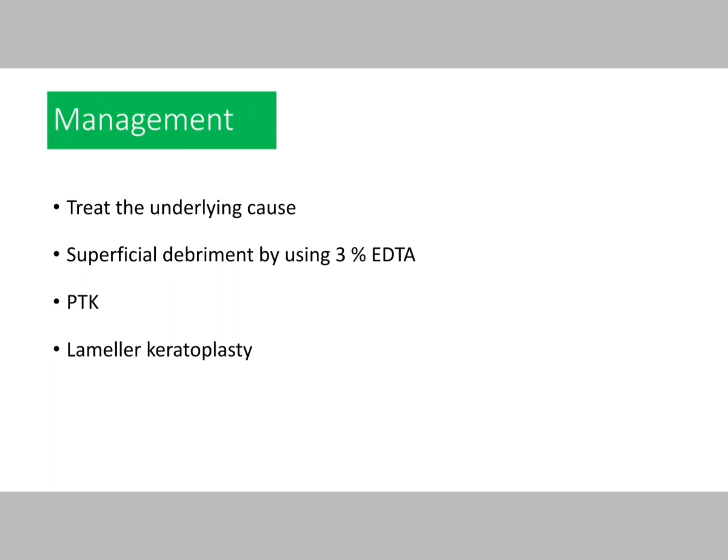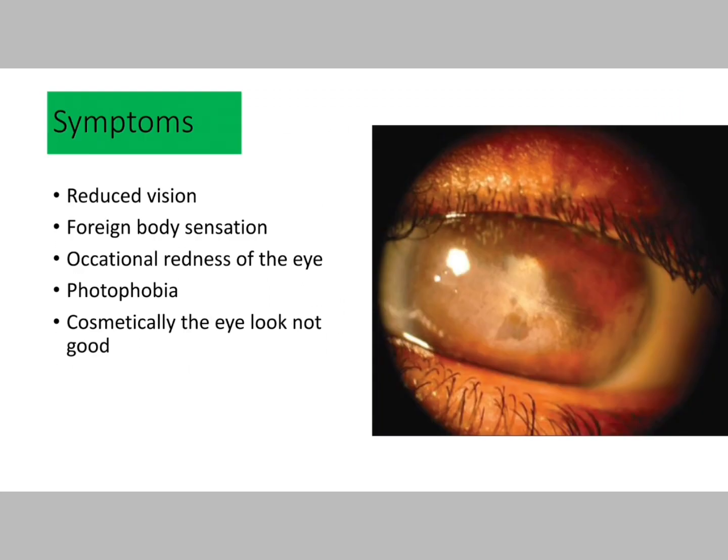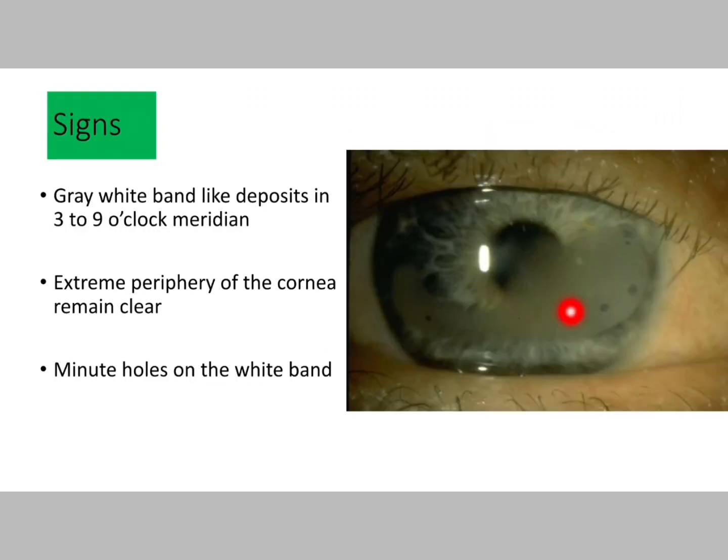Okay, and if you see that the band is covering the visual axis, then one process is known as superficial debridement. Using 3% EDTA is very helpful. When you place 3% EDTA on the patient's eye and leave it for 1 to 2 minutes and then do superficial debridement, the calcium deposits will go off.